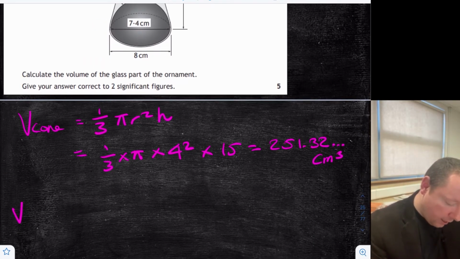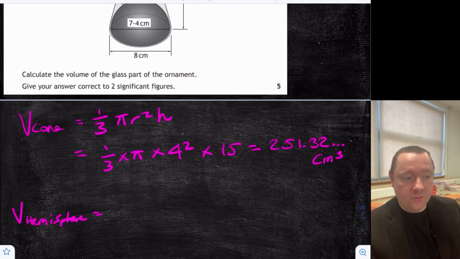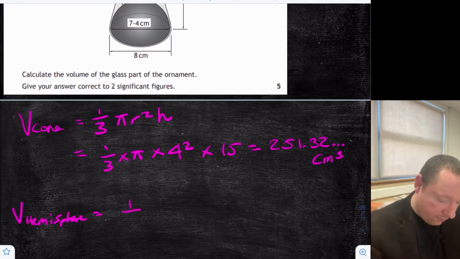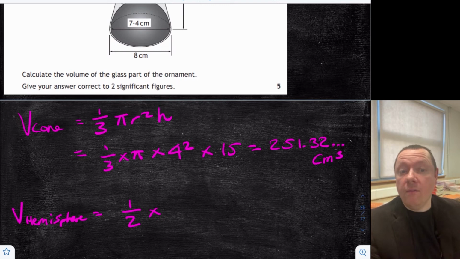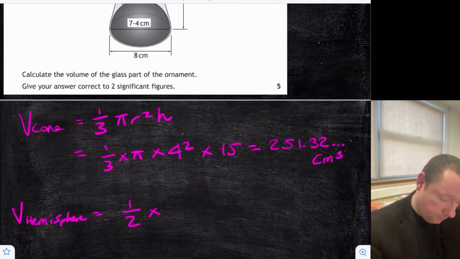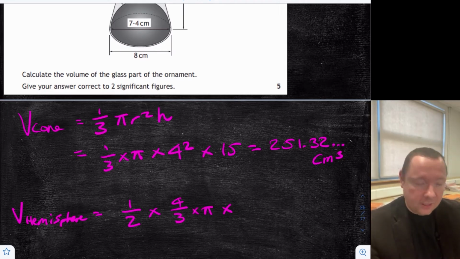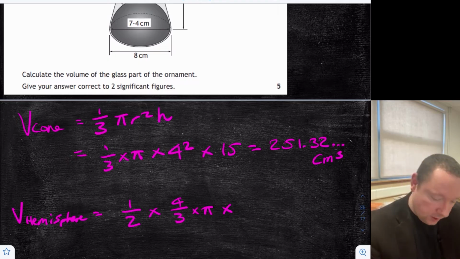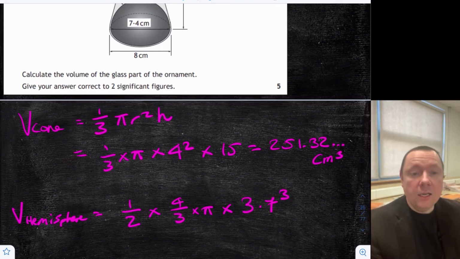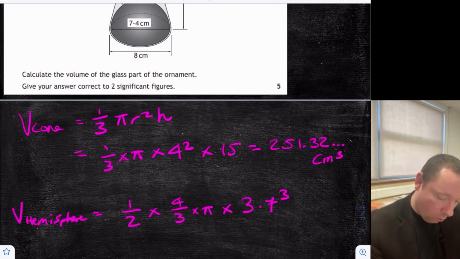So the volume of our hemisphere, well, it's going to be a half of a sphere, so that's a half times 4/3 pi r cubed. Pi. The radius is half of the diameter. The diameter we can see is 7.4, so that's 3.7 cubed. So you get a mark here for doing 4/3 pi r cubed, and then you get a mark for half, and then half in it as well. So we get 106.08 when we do all that. Centimetres cubed.